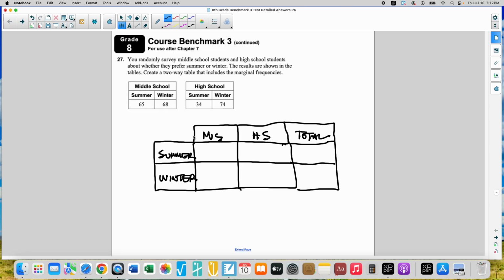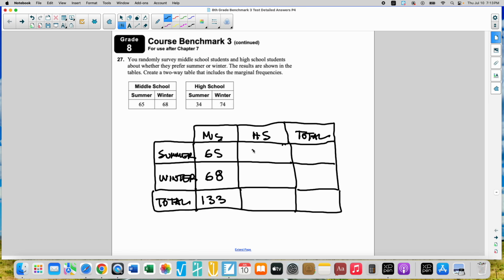Okay, and then you actually have a total on the bottom also, both ways, hence the two-way. So you have total for both categories. So summer middle school is going to be 65, and winter was 68. If we add those together, we get 133.